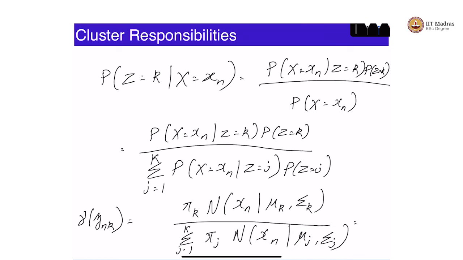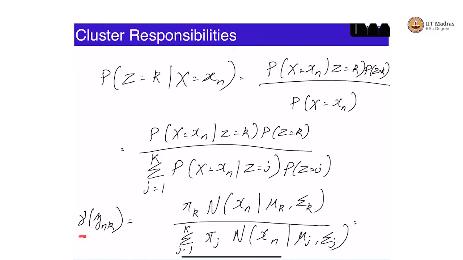So the interpretation of gamma of z_nk is the probability that data point n belongs to cluster k. That's the interpretation of gamma of z_nk. Clearly, if you sum over k equal to 1 to capital K, gamma of z_nk, you get 1. Why is that? Because the numerator and denominator are going to match, so that's going to be equal to 1.